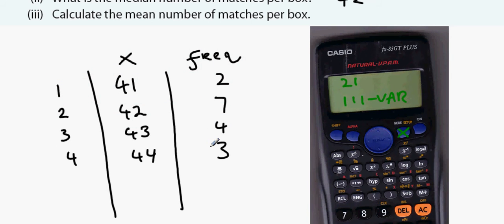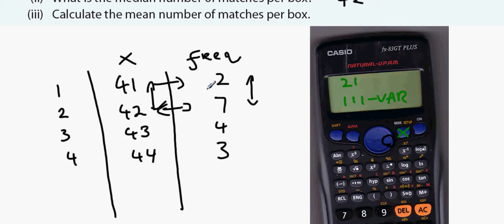Make sure that if you're looking to get across to the frequency column, you press the right button here. The right button takes you right, left will take you left, and up and down will take you up and down the column. So please remember that. You want 2 for the frequency here. You always press the number followed by equals, so the equals button always saves it. So 42 equals, I press the right button, 7 equals, then we have 43 equals, press the right button, 4 equals, and then press 44 equals, and then 3 equals.